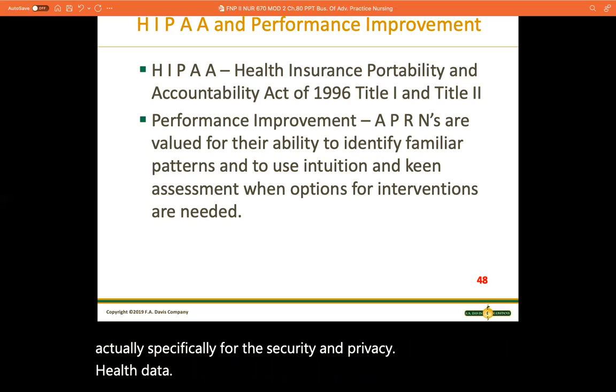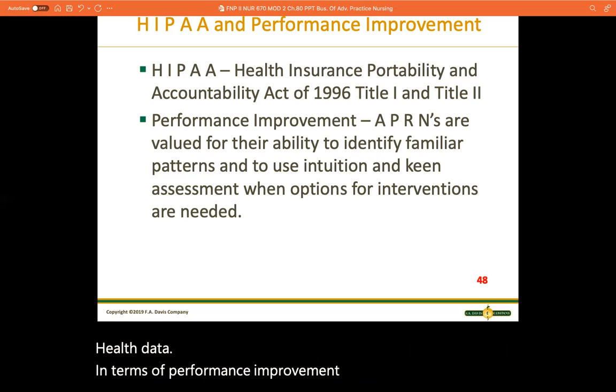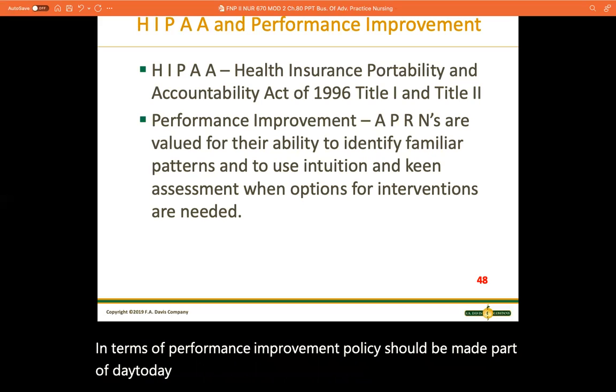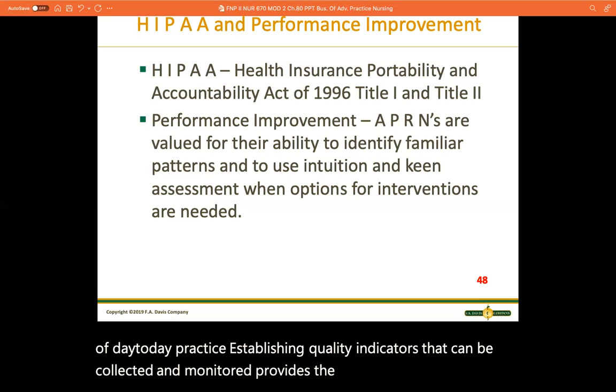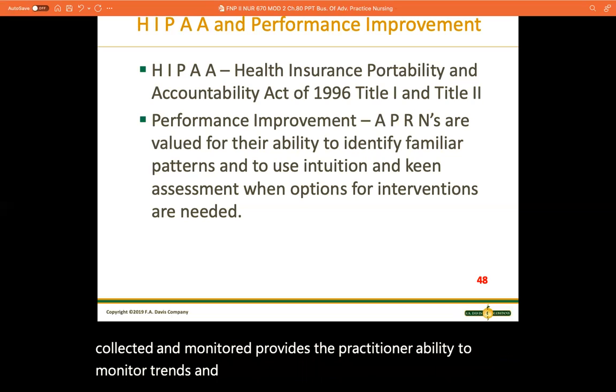In terms of performance improvement, policy should be made a part of day-to-day practice. Establishing quality indicators that can be collected and monitored provides the practitioner the ability to monitor trends and identify changes in practice.